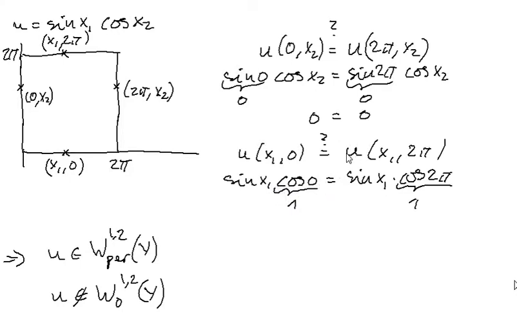On the right side, u of x1, 2 pi, we replace x2 in this expression by 2 pi and obtain that cosine of 2 pi is equal to 1. So then we obtain that the left side and right side are equal to sine x1. So the periodicity condition is satisfied. However, it is not equal to 0 on these two boundaries. It's equal to sine x1. So the function is not a member of W0, but it is a member of W pair.